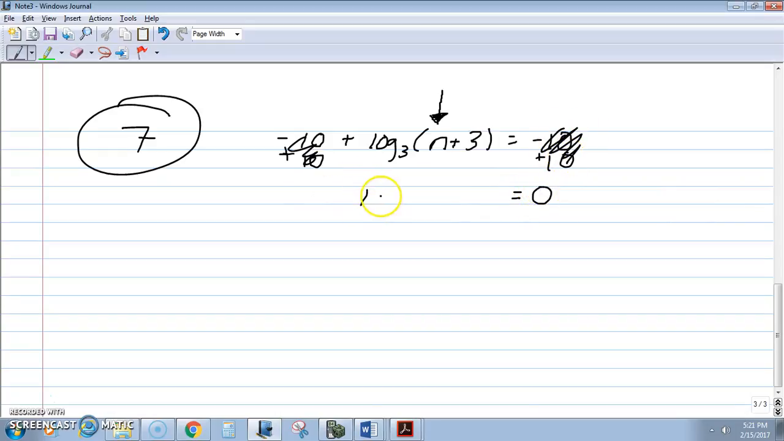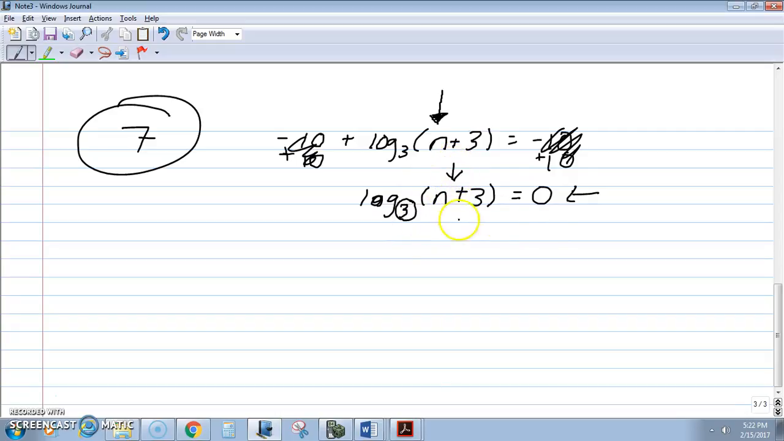Then I have log base 3 of n plus 3 equals 0. Now, you have to think to yourself at this point, what do I know about logs? Is this set up to look like anything I know? And it is. If you look, I think one of the very first things we did about logs, this is our base, this is our exponent, and this is our value, okay?